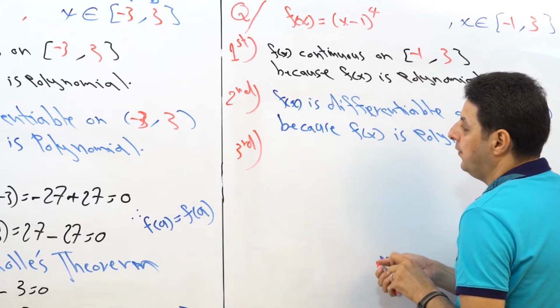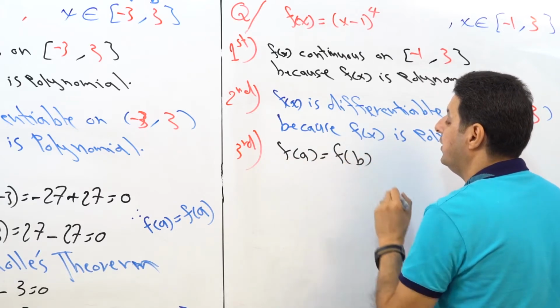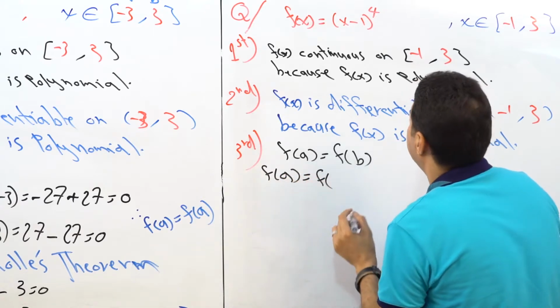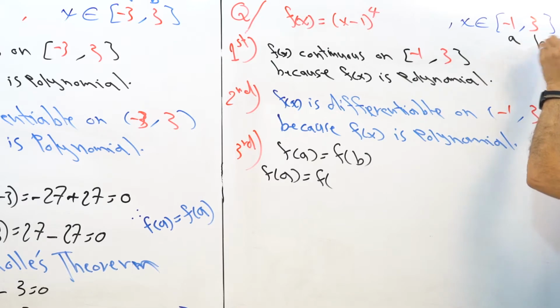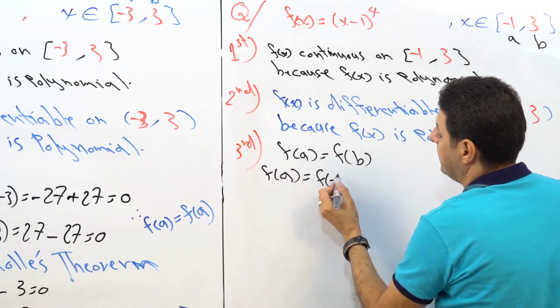Third condition, f of A must equal f of B. That is mean f of A, what A? A is negative 1, B is 3. f of A is negative 1.